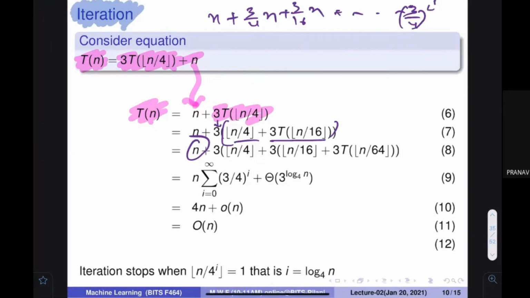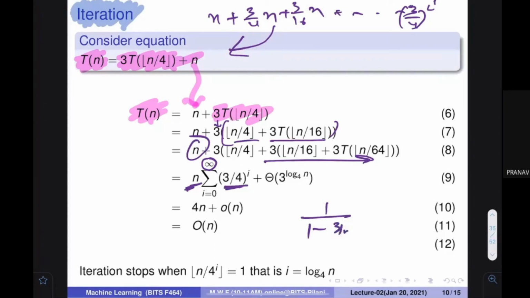So I can take the n out, and then (3/4) to the power i. Definitely there would be a finite number of terms, but if I find the summation till infinite terms, it is going to be the bigger thing. You know that the summation is going to be 1 upon (1 minus 3/4), and it gives you 4 only. So this summation is going to give you 4. So the overall value comes to 4n plus something here, the last term.